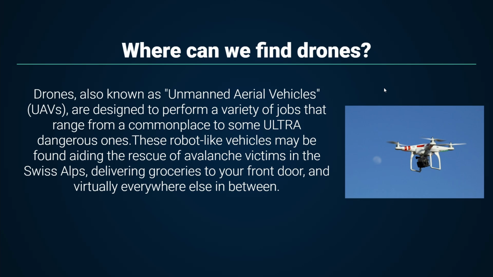Outside the Earth's atmosphere, hurricane affected areas, Antarctica, the entrance of your house. One of these locations is a little more moderate than the others, but that's the idea of drones. Drones, also known as unmanned aerial vehicles or UAVs, are designed to perform a variety of jobs that range from commonplace to some ultra dangerous ones. These robot-like vehicles may be found aiding the rescue of avalanche victims in the Swiss Alps, delivering groceries to your front door, and virtually everywhere else in between.